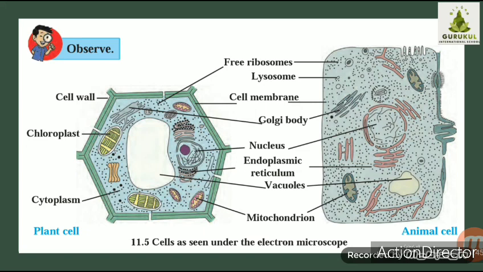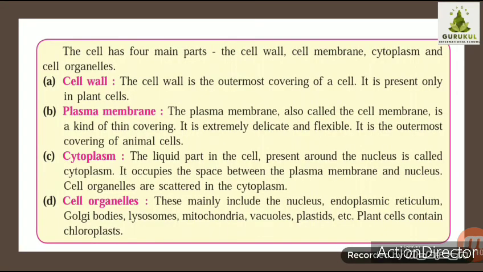We can see in the diagram they have labeled different pink colored, yellow colored parts inside the cell, and all these parts we call organelles. Now first we will go through some basic parts of the cell, then again we will learn these main parts of the cell with the help of diagrams. So the cell has four main parts: the cell wall, cell membrane, cytoplasm and cell organelles. Let us study them in detail one by one.